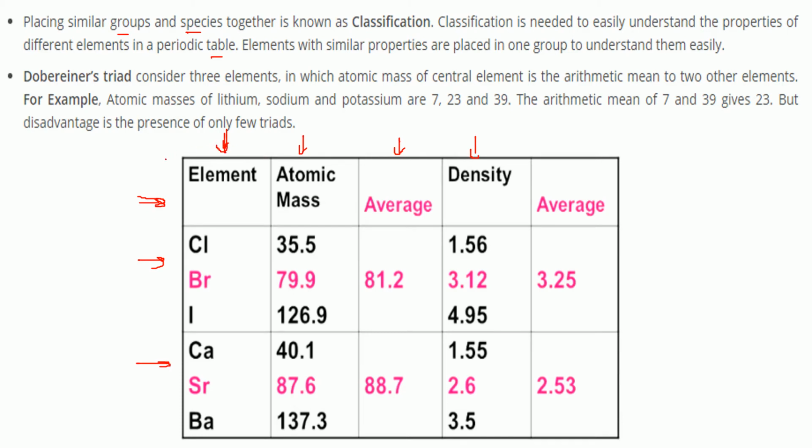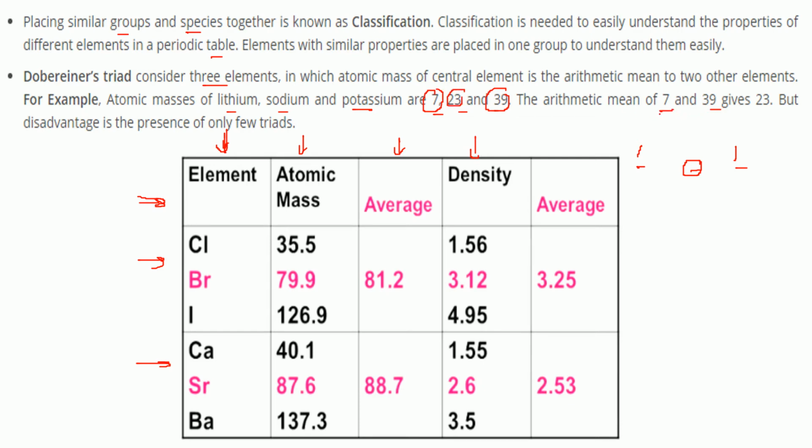Dobereiner tried to represent the elements in the form of a table. He considered three elements, called a triad, in which the atomic mass of the central element is the arithmetic mean of the other 2 elements. For example, the atomic masses of lithium, sodium and potassium are 7, 23 and 39. If you add 39 and 7 and divide by 2, you get 23. So the arithmetic mean of 7 and 39 is 23.